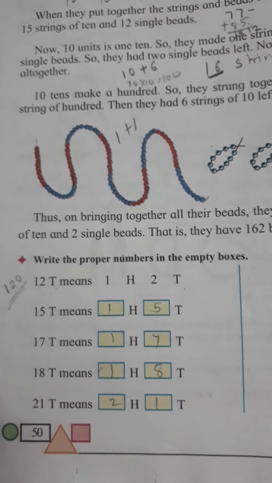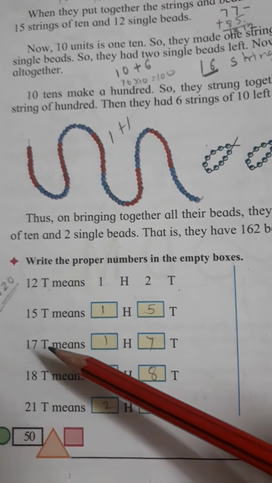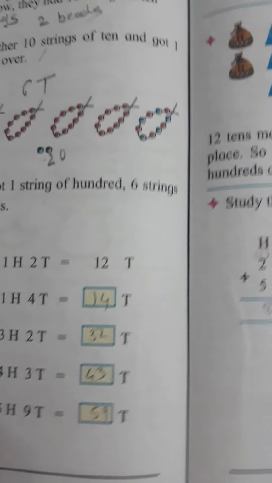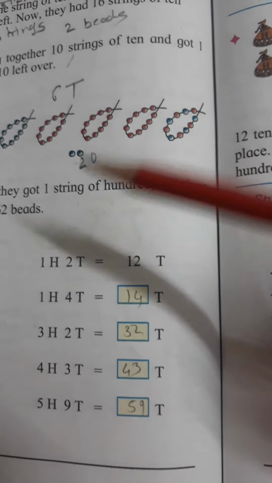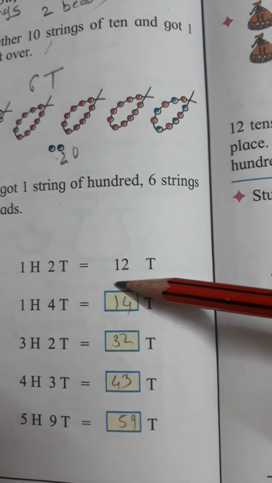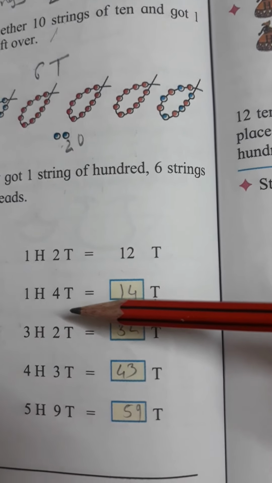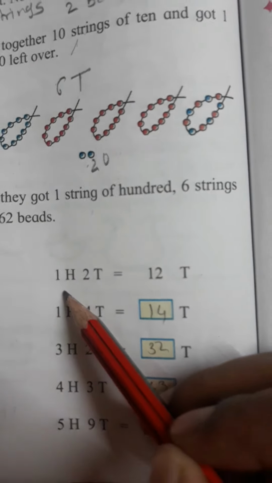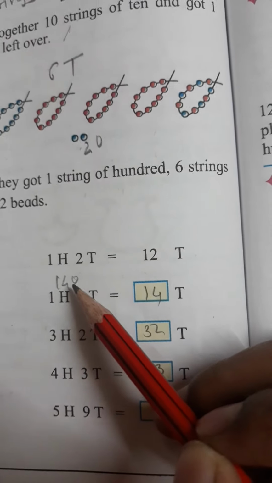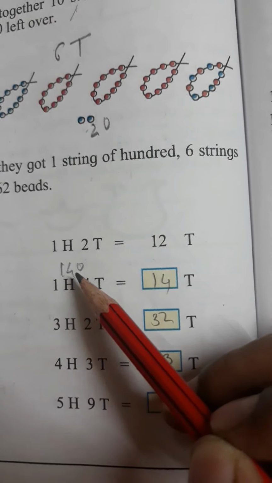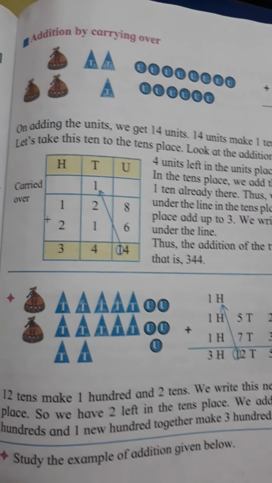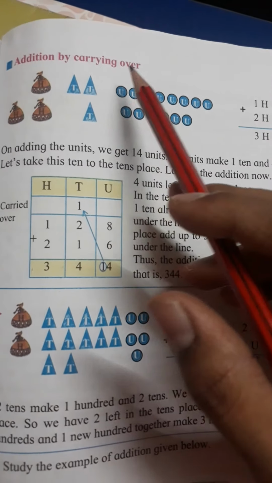Understood, students? Look, 15 tens is 150. Now 12 tens is 120, and 14 tens is 140. If you're not understanding, just do it here. Then you will get to understand. Understood? Now we will start addition by carrying over.